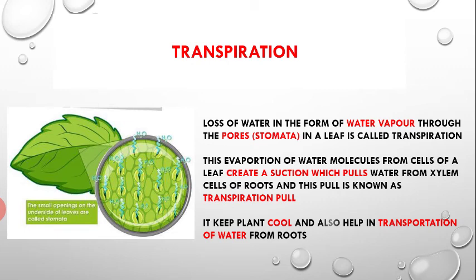And the role of transpiration in the plant is that it helps in keeping the plant cool and also helps in transportation of water from root to the leaves and other parts of a plant. So this is very important: transpiration pull, the role of transpiration, and what transpiration is.